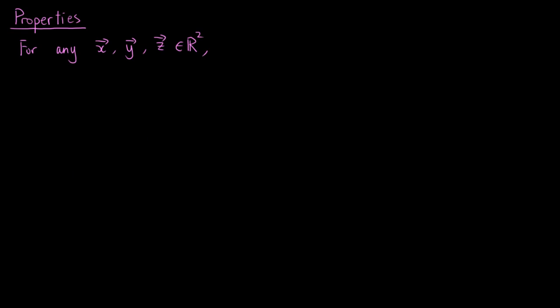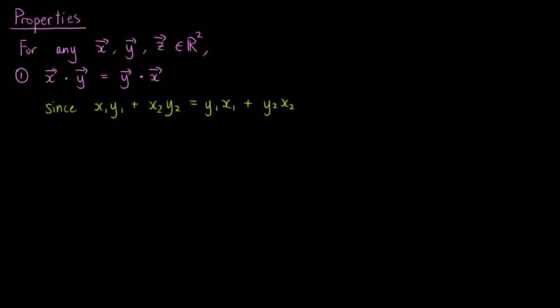Now, let's talk about some properties of the three notions. For any vectors x, y, and z, we have the following properties. The first one is that x dot y equals y dot x. This can be easily seen from the definition, since x1 times y1 plus x2 times y2 equals y1 times x1 plus y2 times x2.